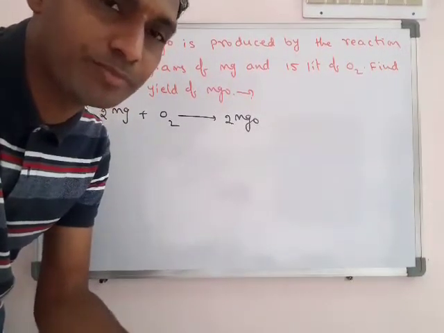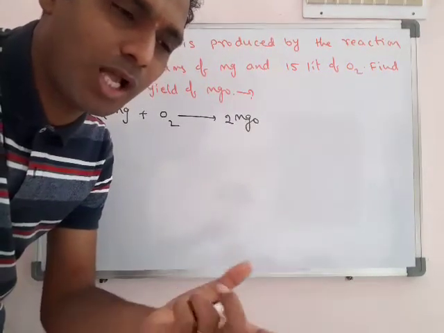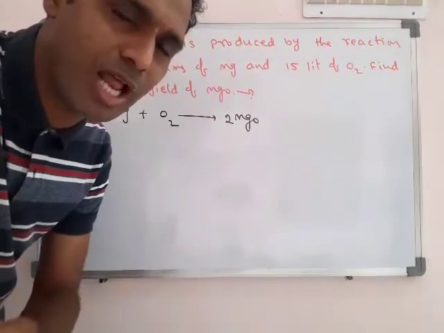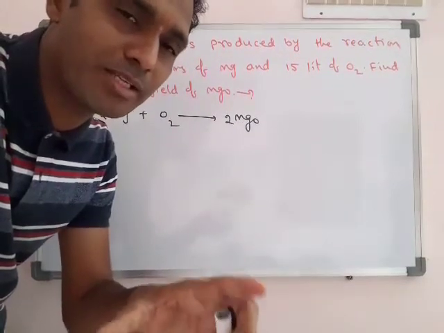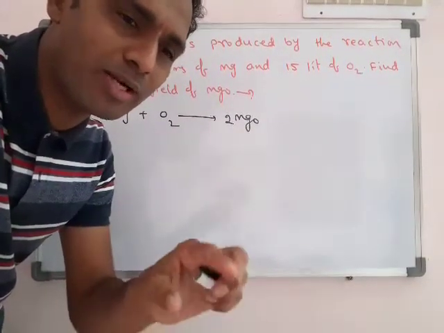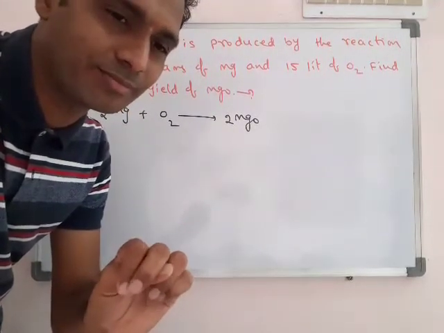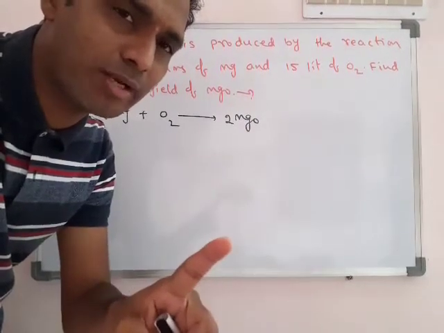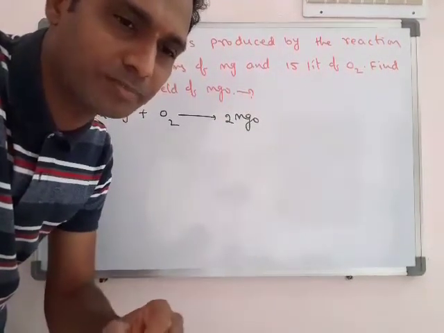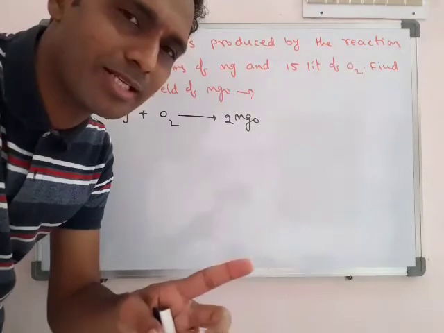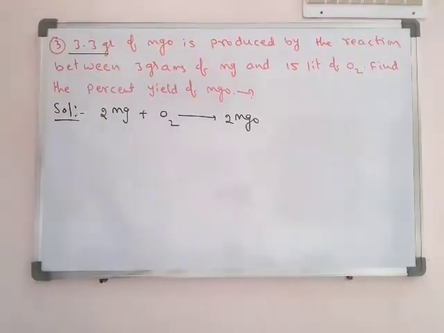The experimental value is given, and now we calculate the theoretical value. In the first example, magnesium sulfide, some 50 grams were given. In the second problem, we had to calculate the amount of lime formed. So what is the confusion in this problem? Here the details of two reactants are given. When details of two reactants are given, we find the amount formed based on one reactant, the limiting reagent.